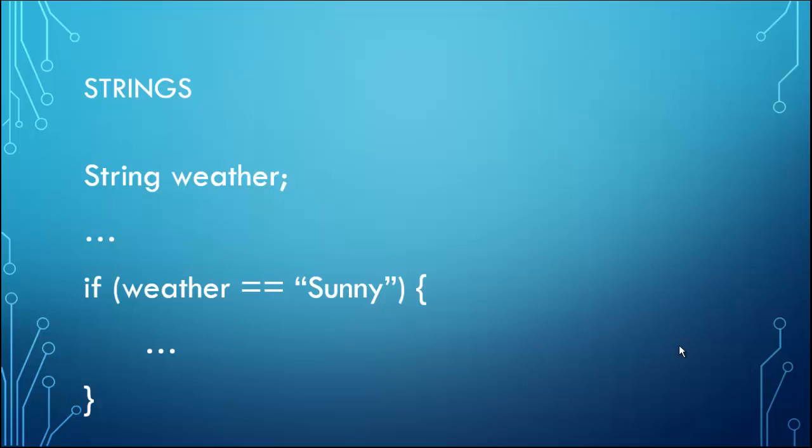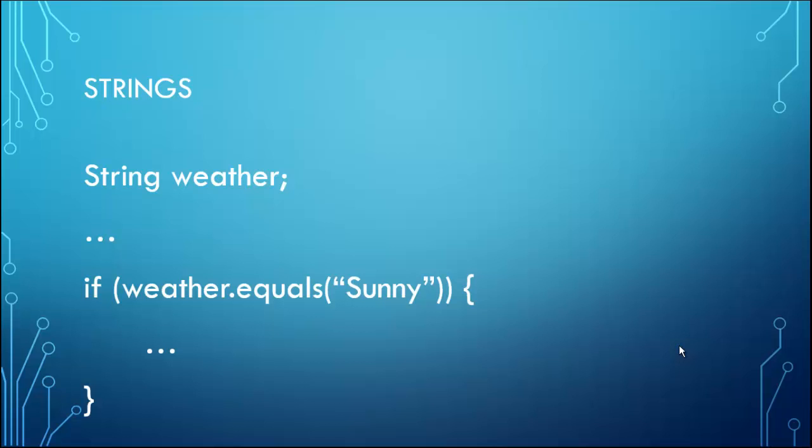Instead, we need to use a method called equals to compare the two. We're instead going to say weather.equals and then put sunny in parentheses. This will be true if weather is equal to that other string, sunny. Now, this is only true if they're exactly equal, which means a capital S, lowercase u, n, n, y.